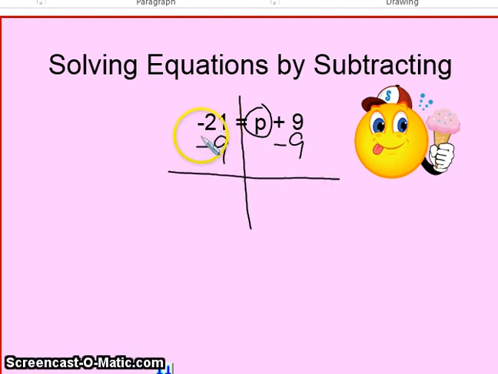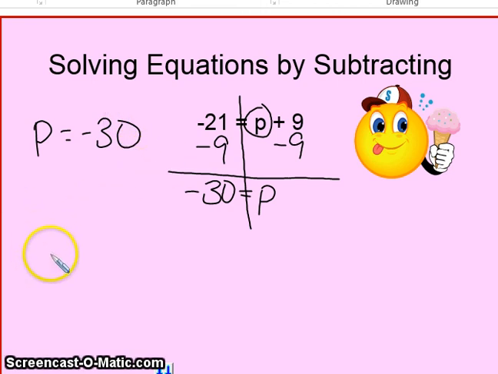Negative 21 minus 9, these are both negative, so I know my answer is going to be negative, and 21 plus 9 is 30. Equals, now here, positive 9 minus 9 is 0, so all we're left with is p. So my solution here is p equals negative 30.